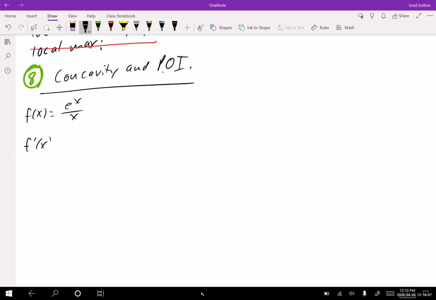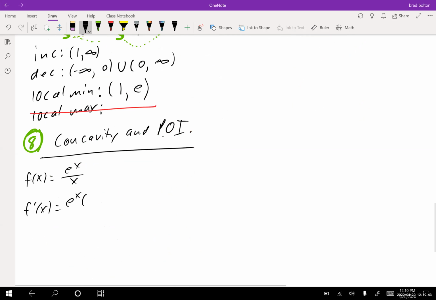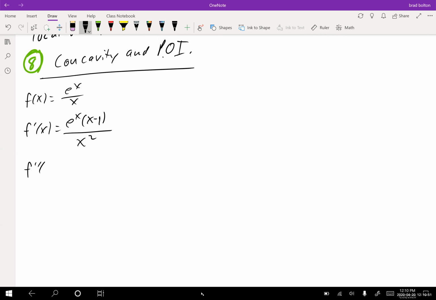We have f prime of x is equal to e to the x times, what did we end up getting? x minus 1 over x squared. So now we got to do f double prime. I'm going to be honest with you guys, in general, the second derivative test for concavity is normally the hardest part of the whole problem for most of these, okay? So we're going to have to do the quotient rule with a product rule built into it. So this is going to be a little annoying.